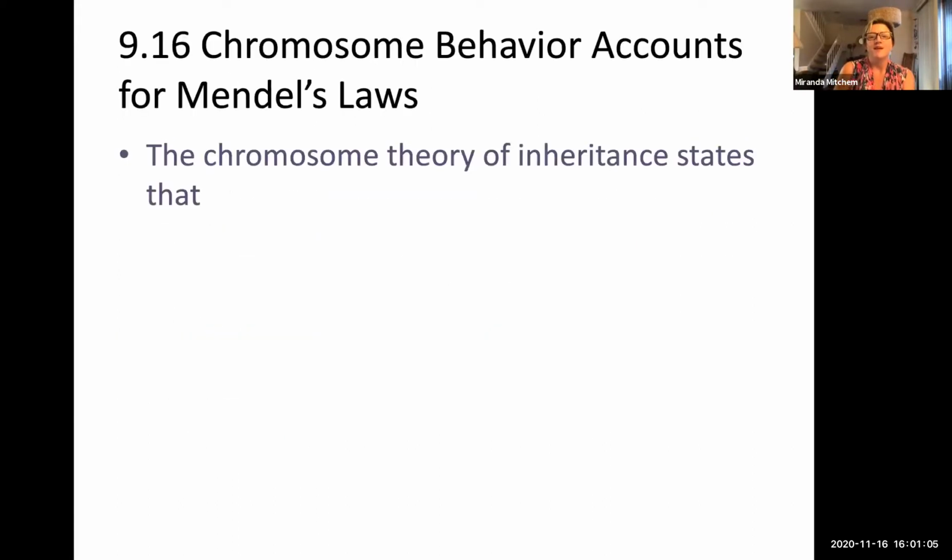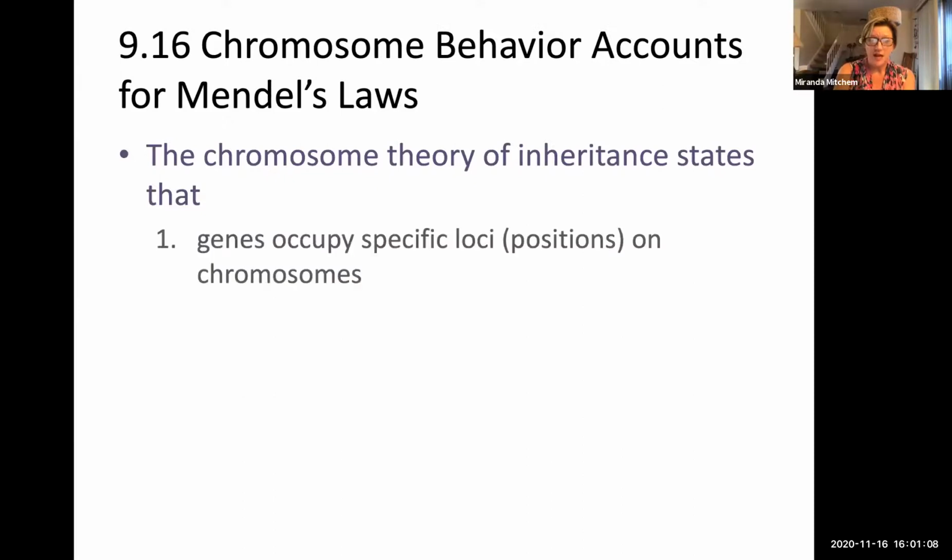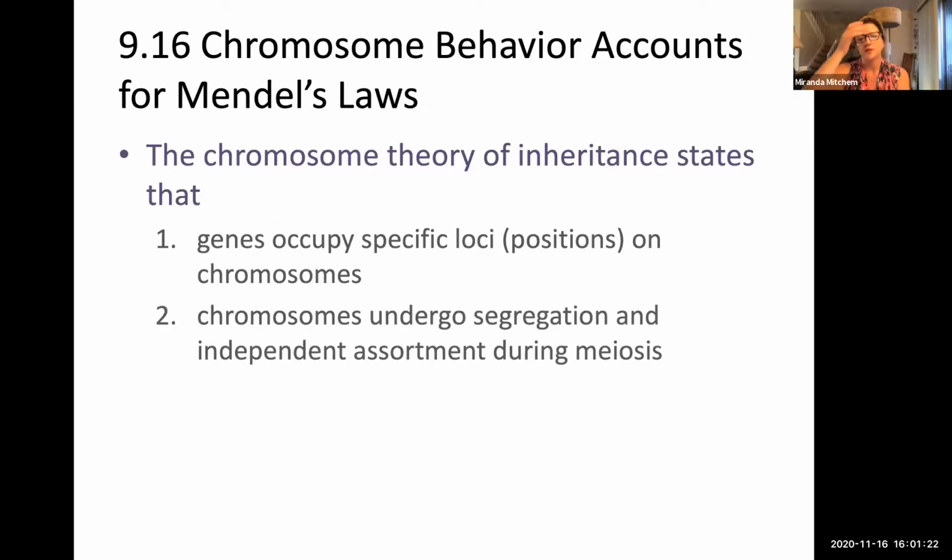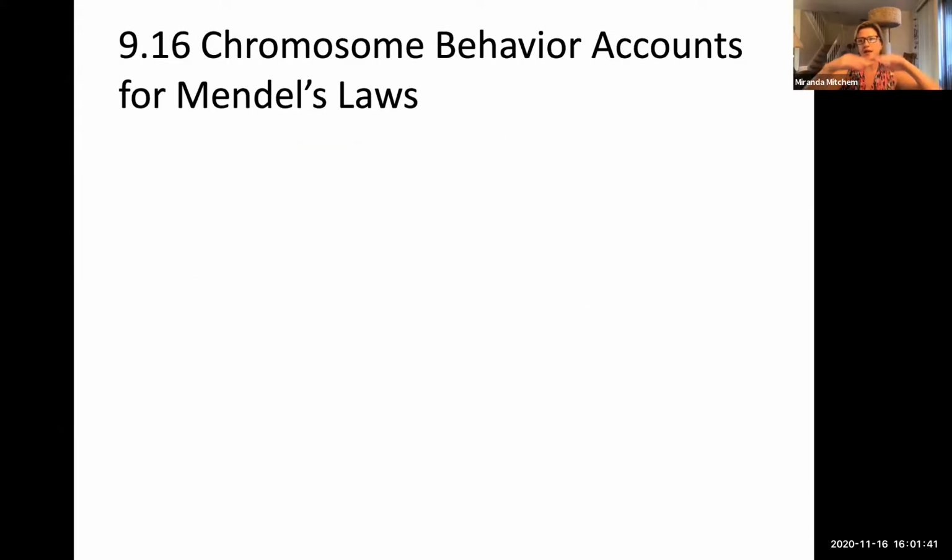Okay. So the chromosomal theory of inheritance does describe that genes are at set locations on chromosomes. So every time we look at gene A, it's going to be on the same place on the same chromosome. The chromosomes undergo segregation and independent assortment during meiosis. So if the mom's chromosome 1 goes in one cell, it has no impact whatsoever on what happens with chromosome 2. That's just how they line up on that metaphase plate.